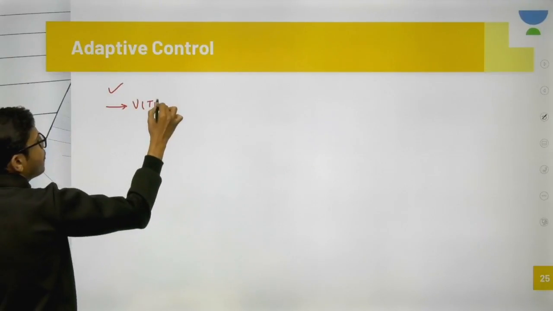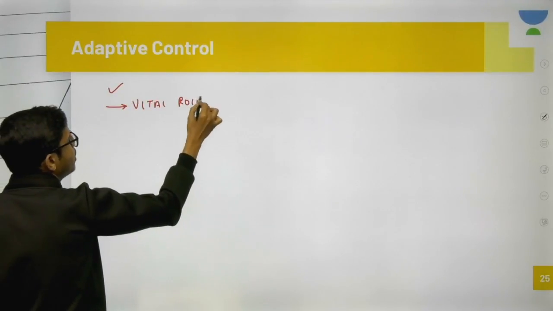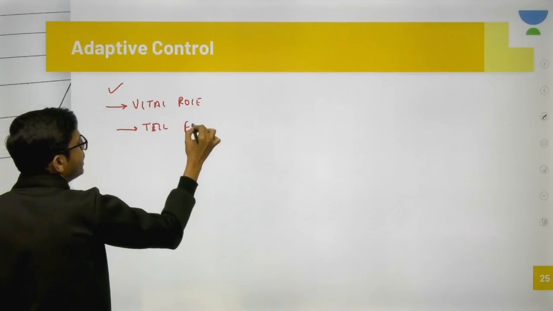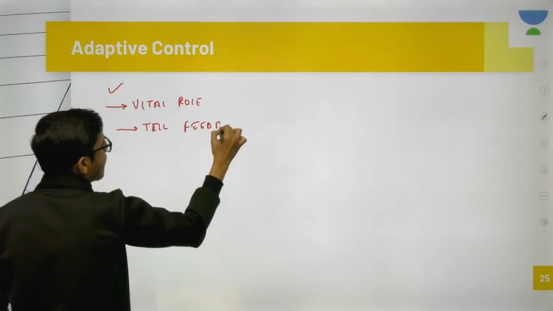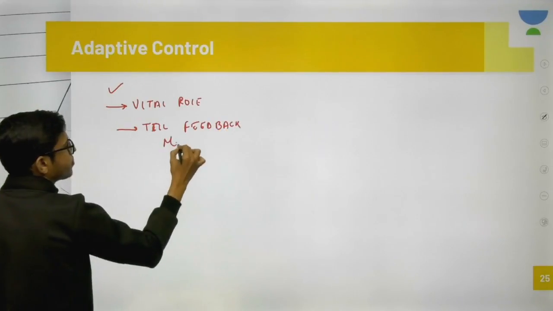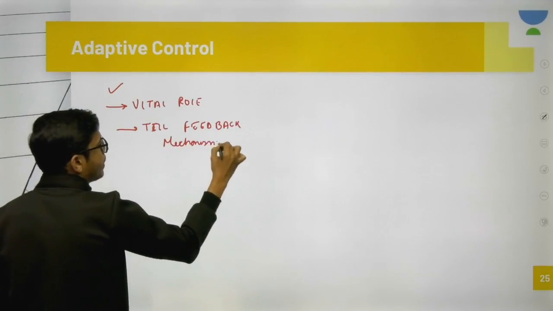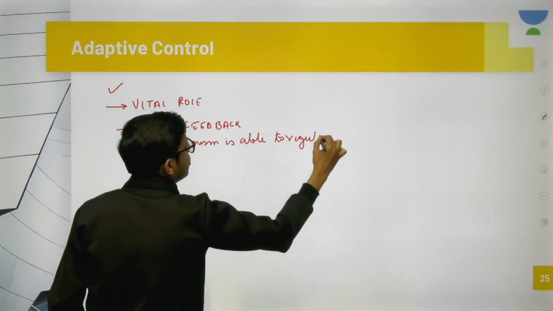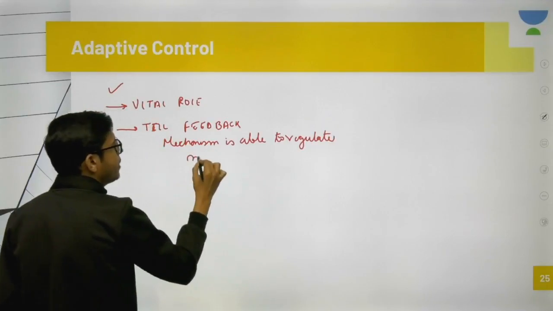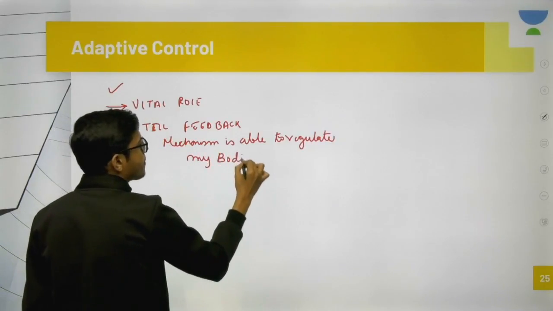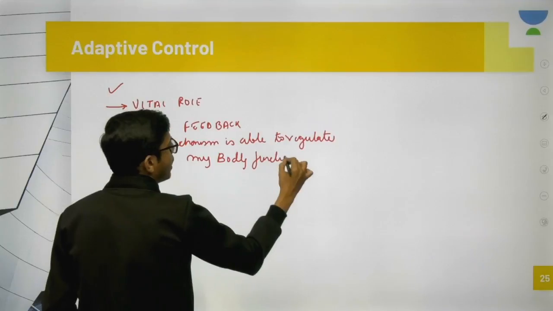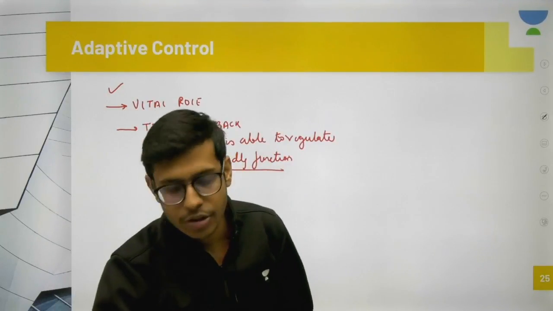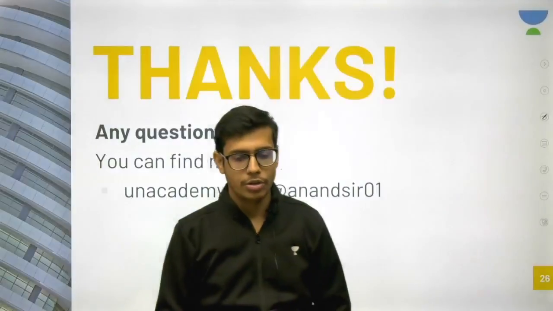It plays a vital role till the feedback mechanism is able to regulate my body function. So this is what adaptive control is all about, right? This is what adaptive control is all about.